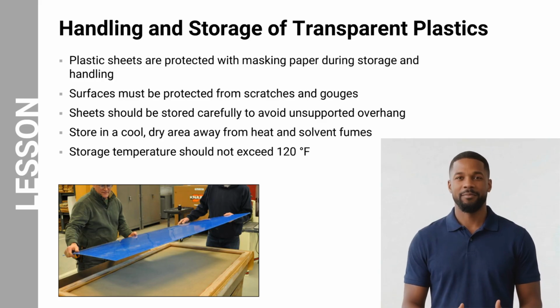Now that we understand these materials, proper handling and storage become critical. Transparent plastics are protected with masking paper to prevent scratches during storage and handling. These materials are easily damaged by scratches and gouges, which can weaken the structure and reduce visibility. Sheets must be stored carefully to avoid bending or unsupported overhang. As shown in the image, proper handling techniques are used to prevent damage. Additionally, plastics should be stored in a cool, dry area away from heat and solvent fumes, with temperatures not exceeding 120 degrees Fahrenheit.